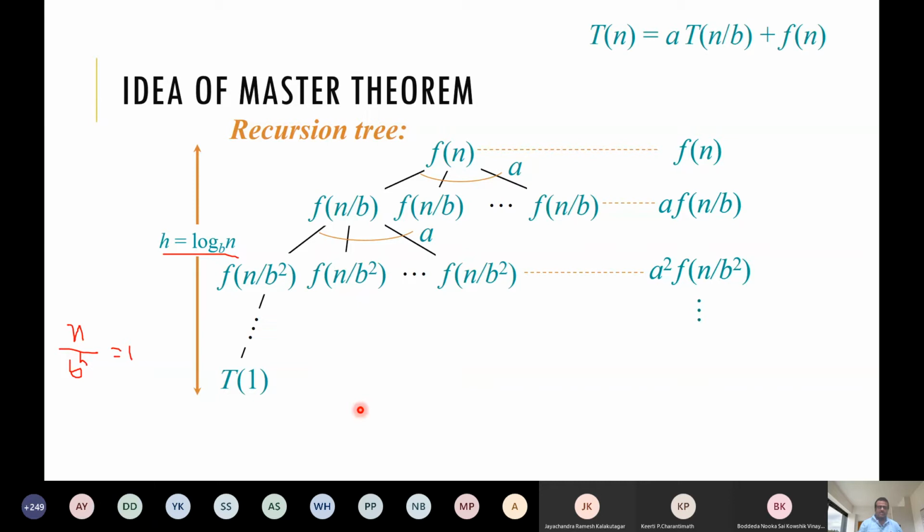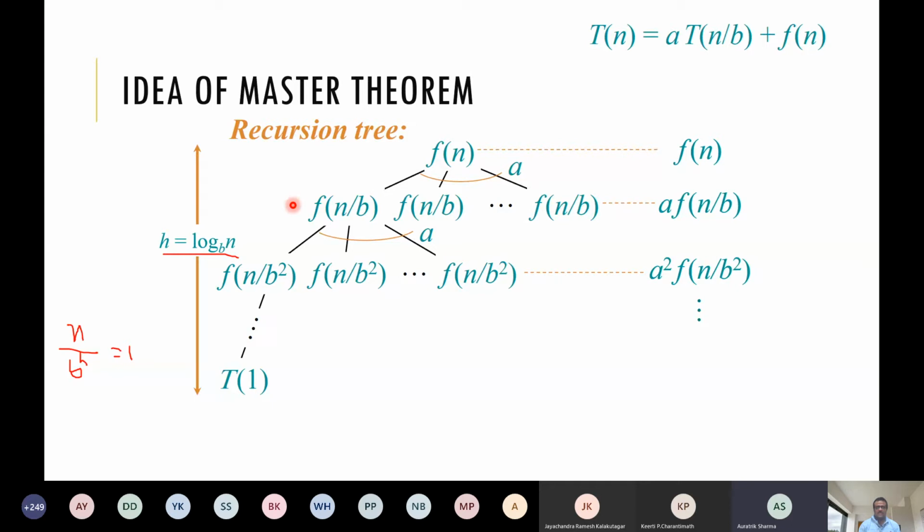2 to the power... a to the power h. Yes, a to the power h. Why? Because every time it's increasing: a, then a square, then a cube, the number of terms.